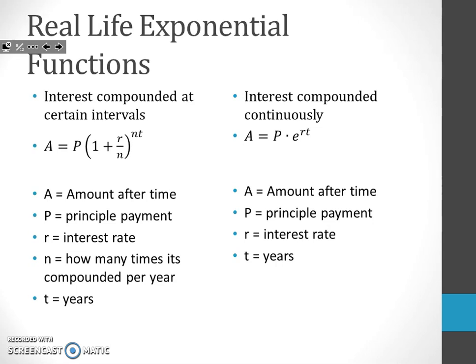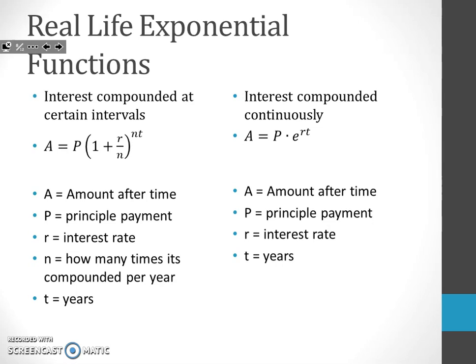Your A is going to be the amount after a certain time. Your P is your principal. Essentially, your P is where you're starting. Your A is where you're finishing. Your R represents your interest rate. Your N is how many times it's compounded per year. So your N, and you may want to write these down.